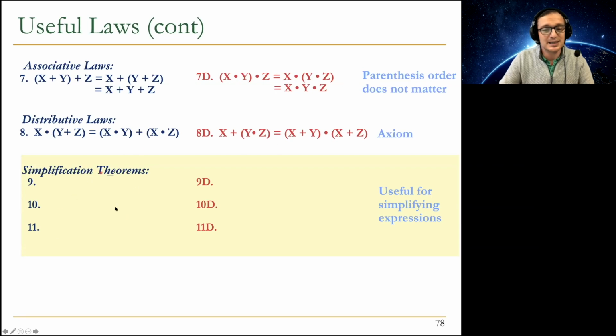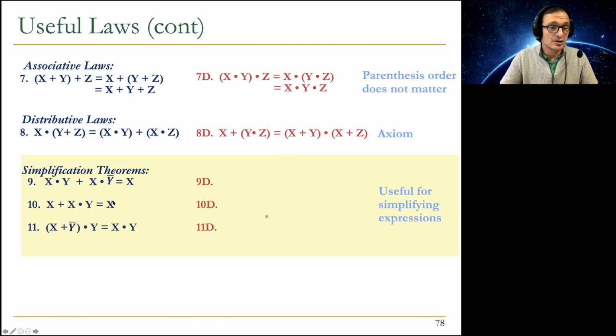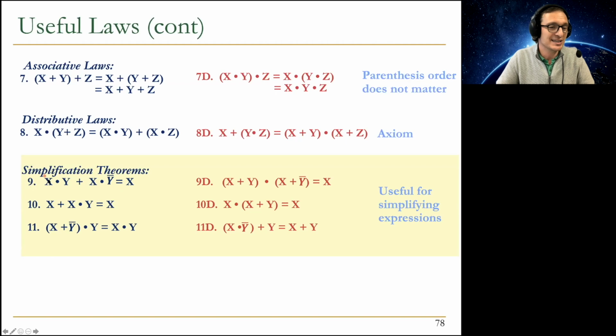So let's take a look at these simplification theorems, because these are very useful for simplifying expressions. So x dot y plus x dot y bar is equal to x, right? Because you can derive this by taking x out, and then this is basically the same as x dot (y plus y bar), and y plus y bar is 1. As a result, you get x dot 1, which is equal to x, right? Hopefully that's obvious.